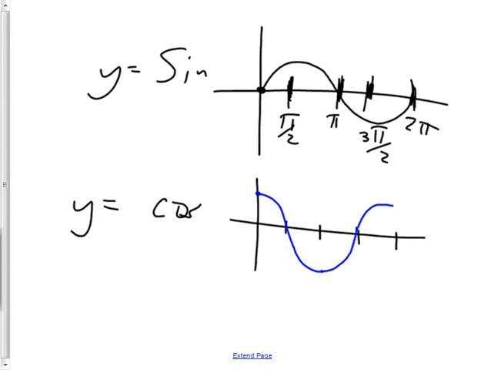Good. Now, on top of sine, see how we're going to be really efficient here? On top of sine, what can we sketch? Cosecant. Cosecant will be like this. It rides on the humps.